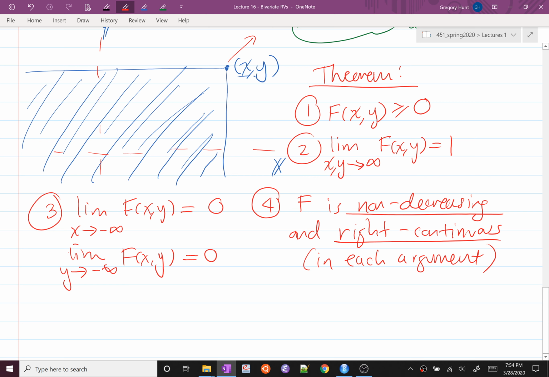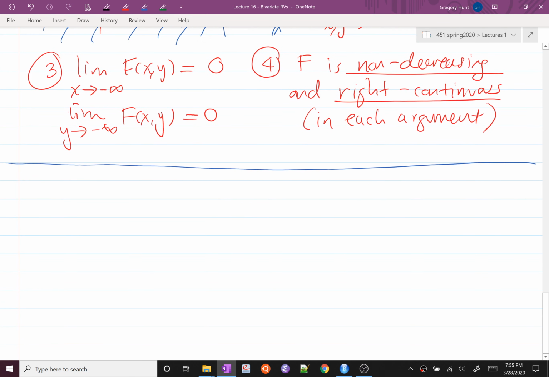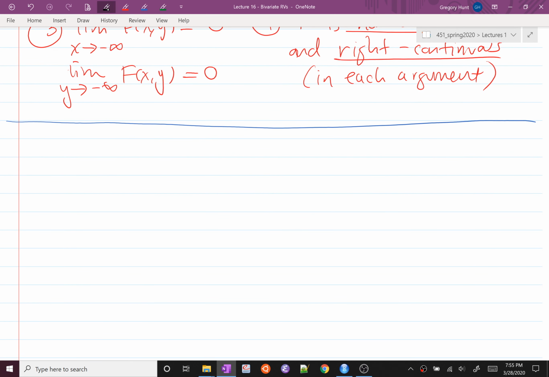And so among these properties, we looked at when both x and y go to infinity, or when x or y go to negative infinity. And so the question is, what happens in the case where one of them goes to infinity but the other one doesn't? So in order to understand the behavior there, we have to introduce what is called the marginal distributions. So this is another definition.